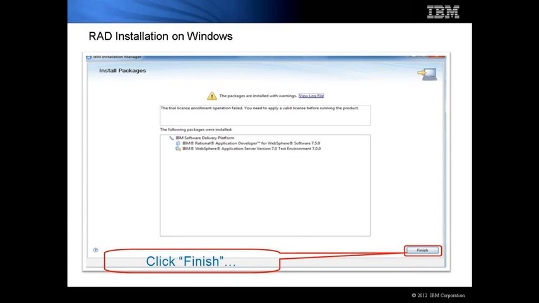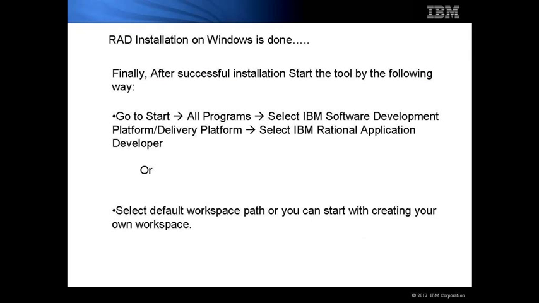Now to open the tool, what we need to do is start, all programs, then IBM software development platform or delivery platform, and select IBM Rational Application Developer. Once you select it, a prompt box appears which asks you to create a new workspace. One default workspace is also there. If you want to proceed with the default one, you can go with that. Or if you want to create a new one with a new path or new name, you can do that also. So now we are done with the installation of RAD and installation of DB2 on Windows systems.